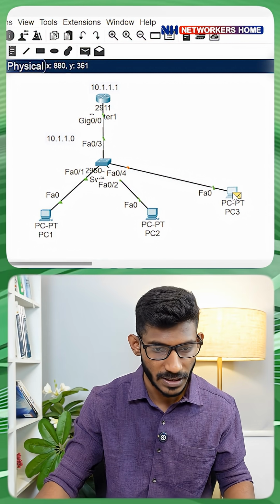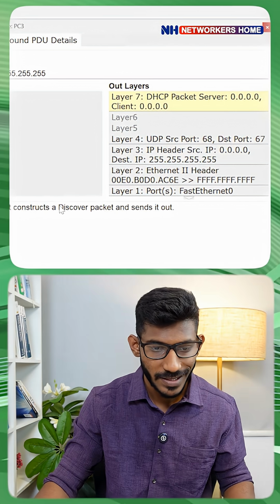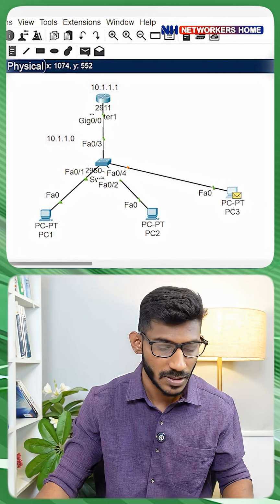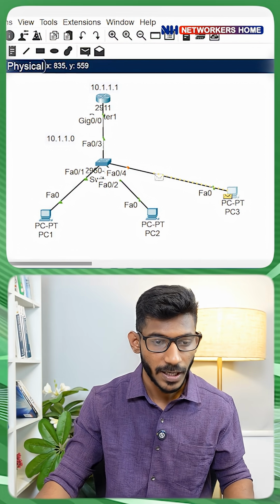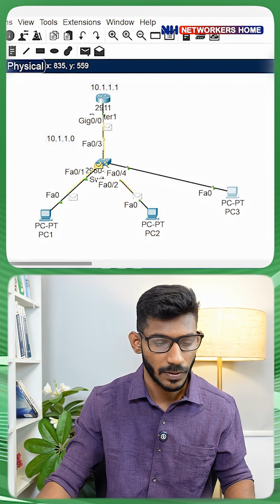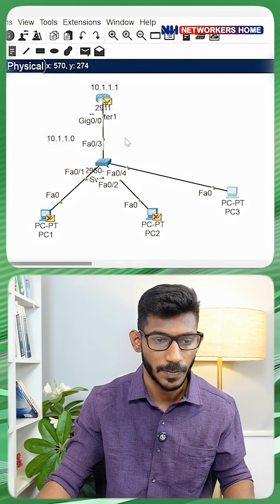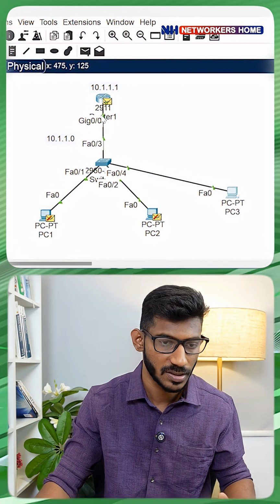What packet is that? DHCP packet. If you click on this packet, it is a discover packet. That is, it is used to identify where my DHCP server is located in the network. So this packet will go to the switch and it will be broadcasted everywhere. PC 1 and 2 will drop it because they are not the DHCP server, but the router will accept it because that is the DHCP server.